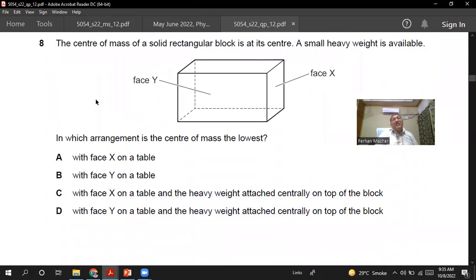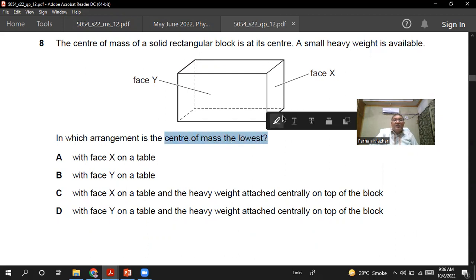The center of mass of a solid rectangular block is at its center. A small heavy weight is available. In which arrangement is the center of the mass the lowest? Okay. So I think this face Y, this one, this is face Y, and this face is X. Okay. So I want the center of the mass to be lowest. So it should be on the face Y. The face Y should be touching the table, because its area looks the largest, and then this height will be the smallest height.